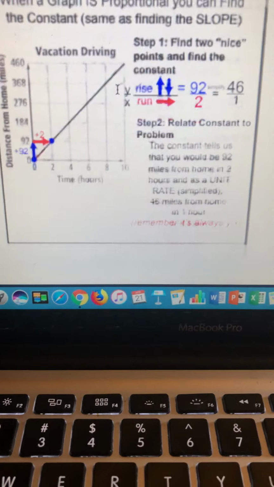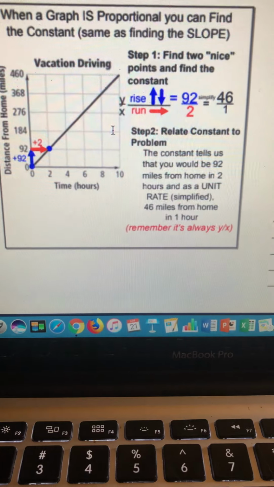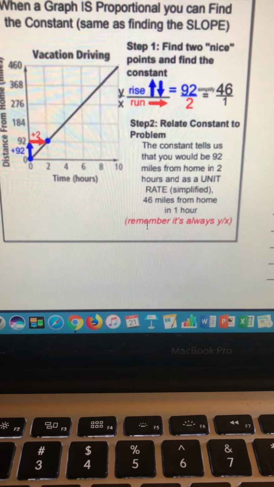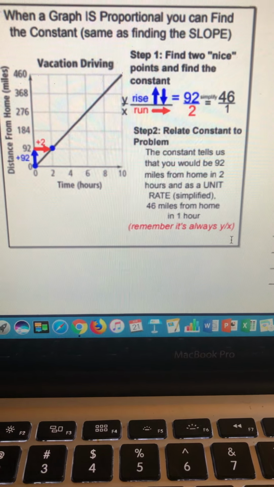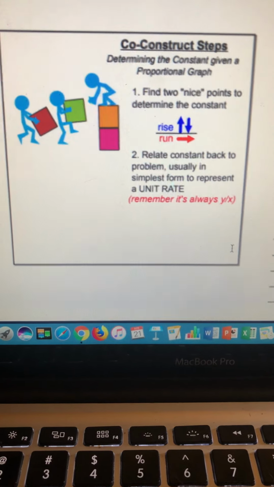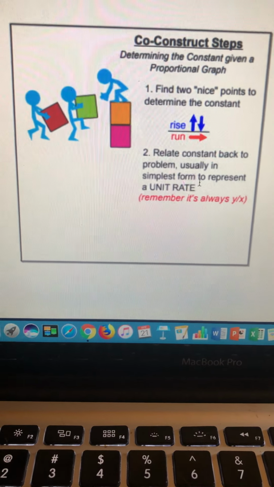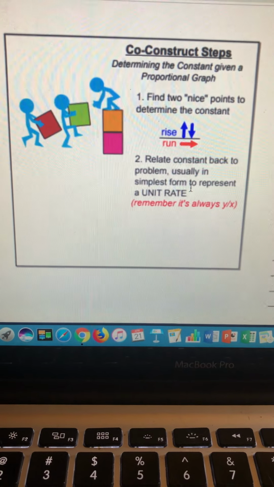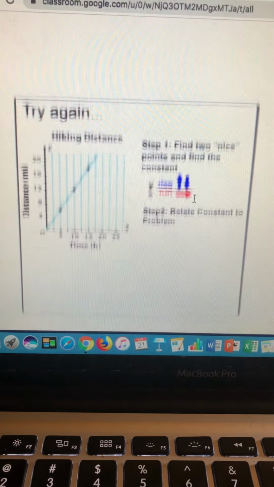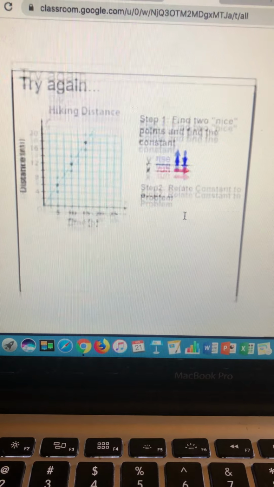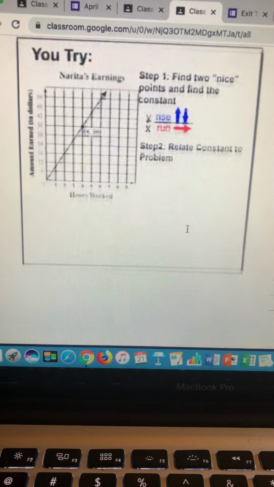Okay, so the lesson shows you the same thing I just modeled. It reminds you it should always be in the form y over x. There's some steps for you, basically just finding that slope, simplifying it, and relating it back to the problem. There's a few more examples for you to try again. The answers are on the following slides.